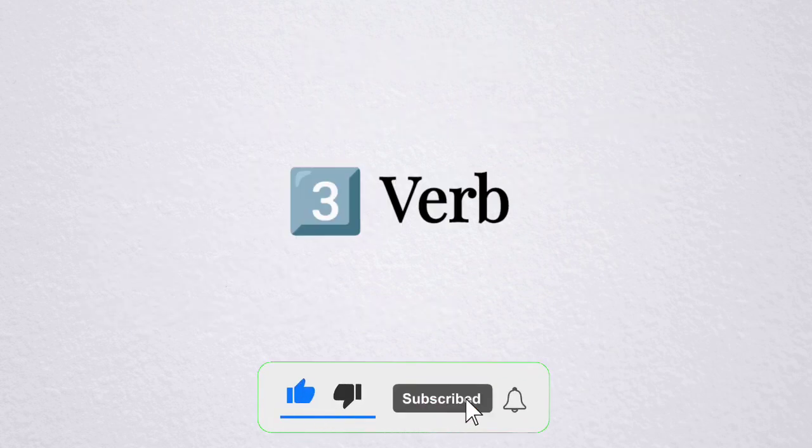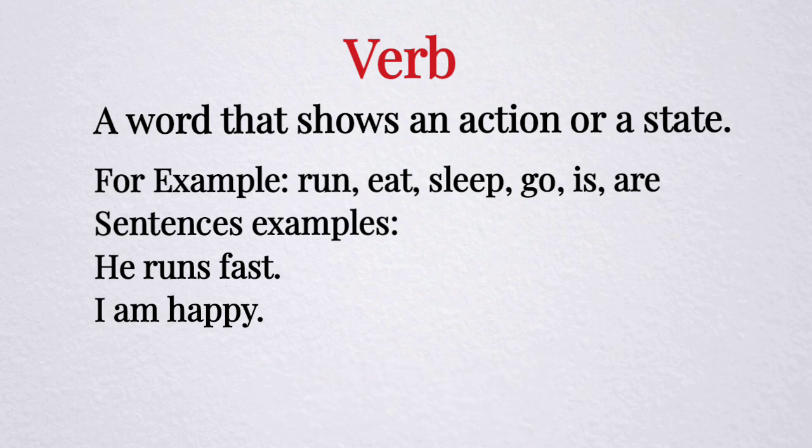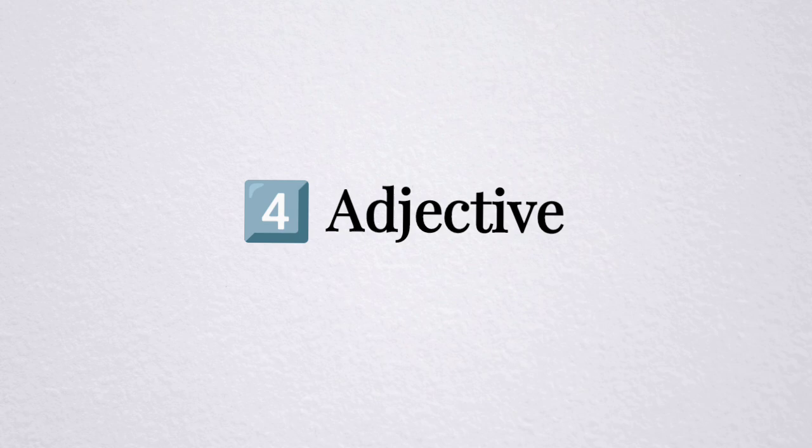Number 3. Verb. A word that shows an action or a state. For example, run, eat, sleep, go, is, are. Sentence examples. He runs fast. I am happy.